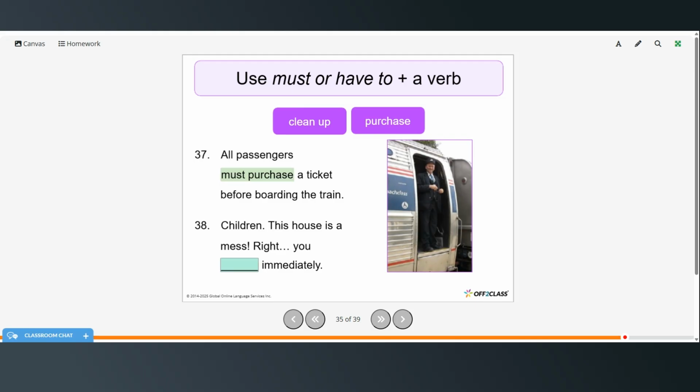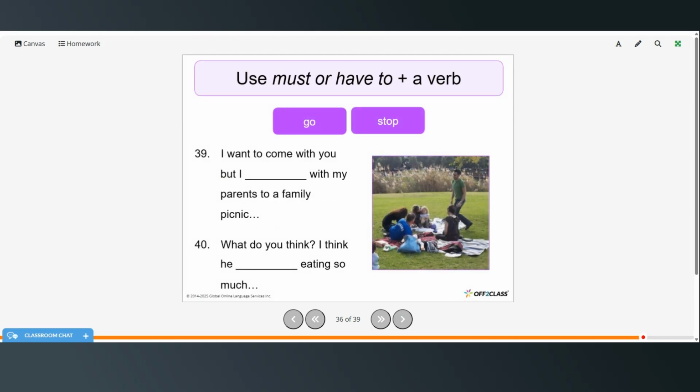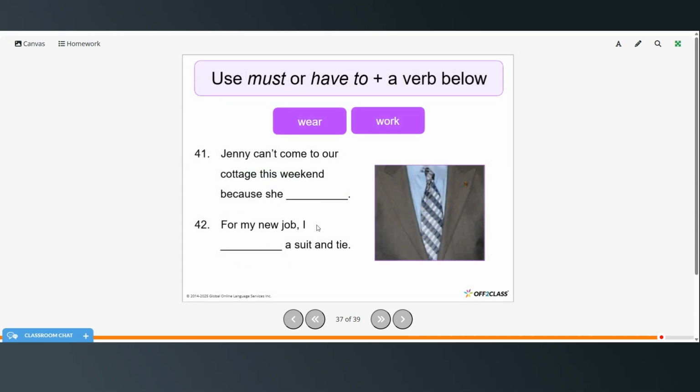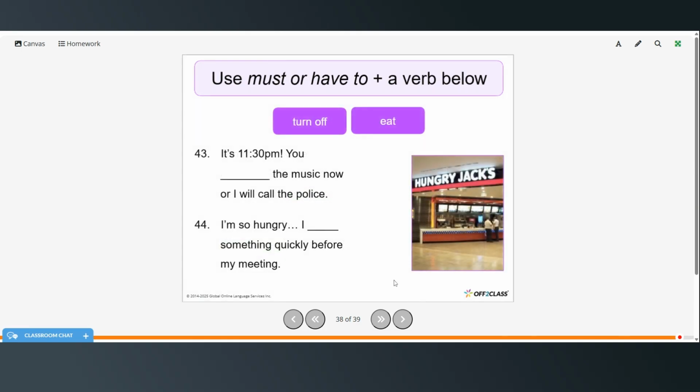Children, this house is a mess. Right, you must clean up immediately. I want to come with you, but I have to go with my parents to a family picnic. What do you think? I think he must stop eating so much. Jenny can't come to our cottage this weekend because she has to work. For my new job, I have to wear a suit and tie.